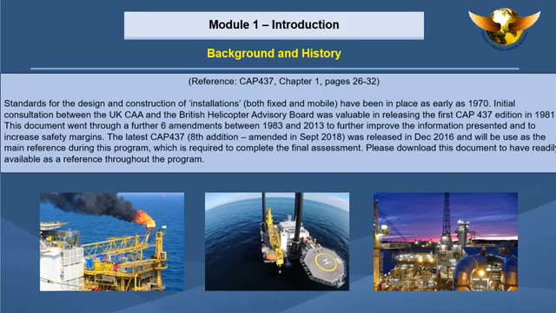Standards for the design and construction of installations, both fixed and mobile, have been in place as early as 1970. Initial consultation between the UK CAA and the British Helicopter Advisory Board was valuable in releasing the first CAP 437 edition in 1981. This document went through a further 6 amendments between 1983 and 2013 to further improve the information presented and to increase safety margins.